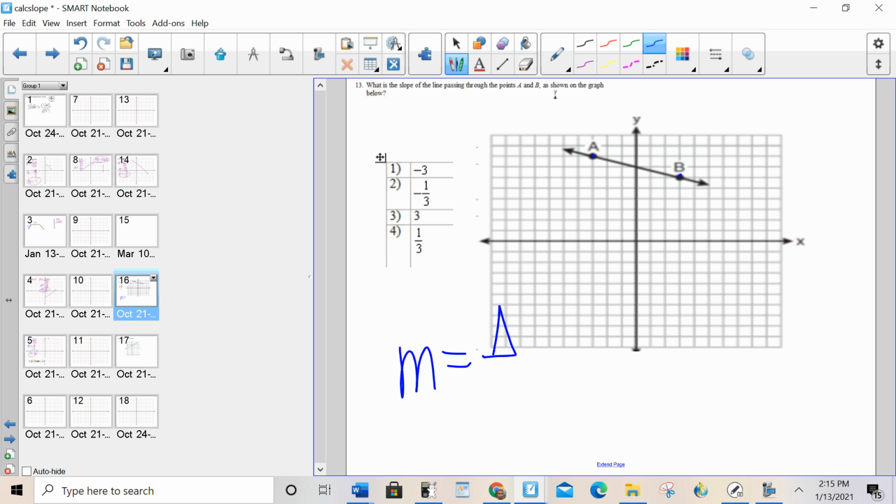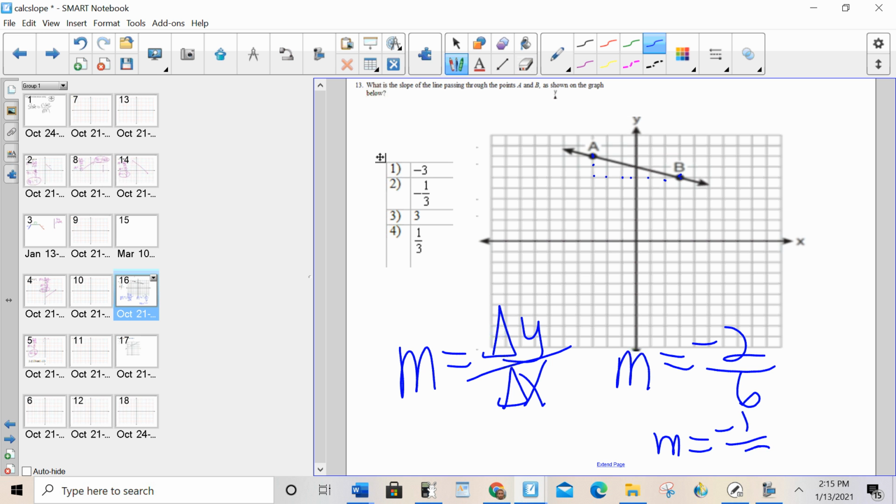M equals delta y over delta x. M equals down 2 over 1, 2, 3, 4, 5, 6. Reduce that. Negative 1/3. So if they give you a graph, you're just going to use any 2 nice points and count between them, just like we did for everything else.